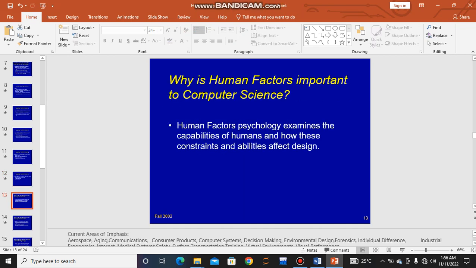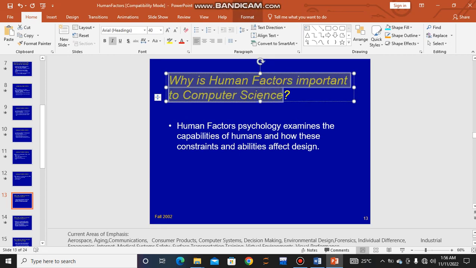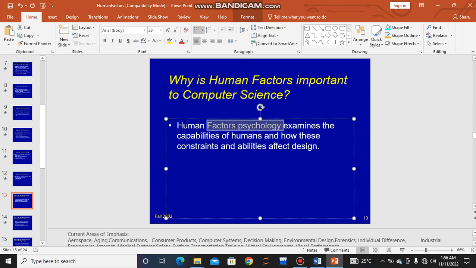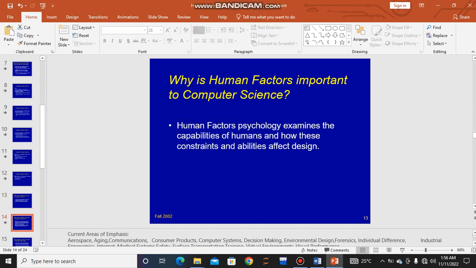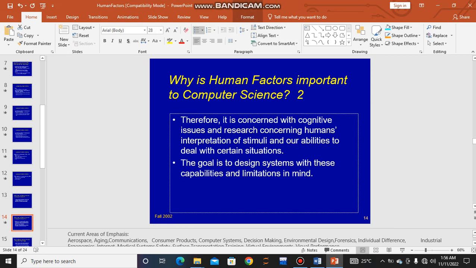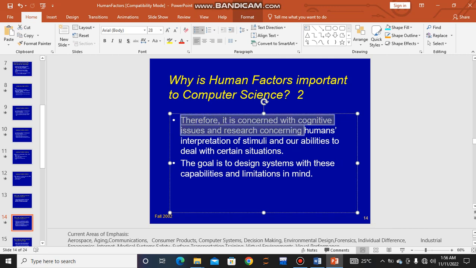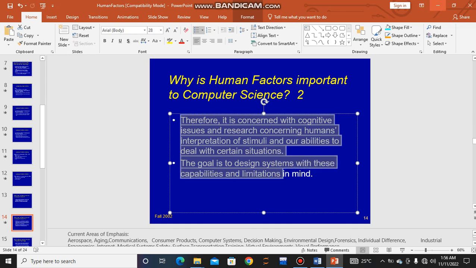Number 13 is why human factors is important to computer science. Human factors psychology examines the capabilities of humans and how these constraints and abilities affect design. Okay, therefore it is concerned with cognitive issues and research concerning humans, the interpretation of stimuli and our abilities to deal with uncertain situations. The goal is to design systems that are consistent with these capabilities and limitations in mind.